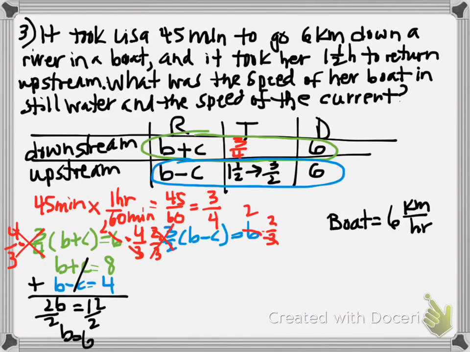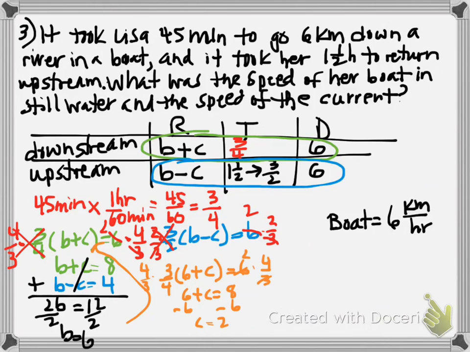And then I'm going to plug this back into either original equation. It doesn't really matter which. I'll plug it in here. And I get 3/4 times 6 plus c equals 6. Now this time if I distributed, I would end up getting a fraction in 2 spots. So I'm actually going to go ahead and multiply by the reciprocal and not deal with that. So I get 6 plus c equals 8. Subtract 6 from both sides, and I get c equals 2.